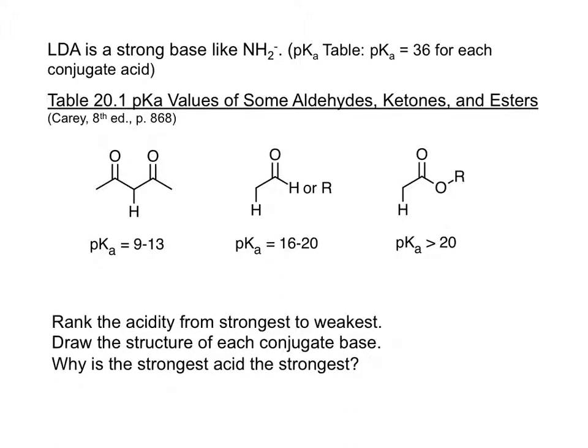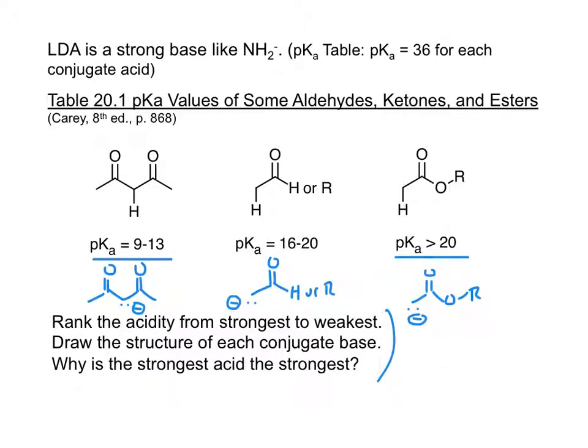Let's compare the acidity of some aldehydes, ketones, and esters. So stop the video and answer these 3 questions. So remember, the lower the pKa, the stronger the acid. So this compound is the strongest acid. And the proton on the alpha carbon for an ester is the weakest acid. The conjugate base of each compound looks like this. And this compound is the strongest acid because this is the most stable conjugate base. You can draw several resonance structures of that base.